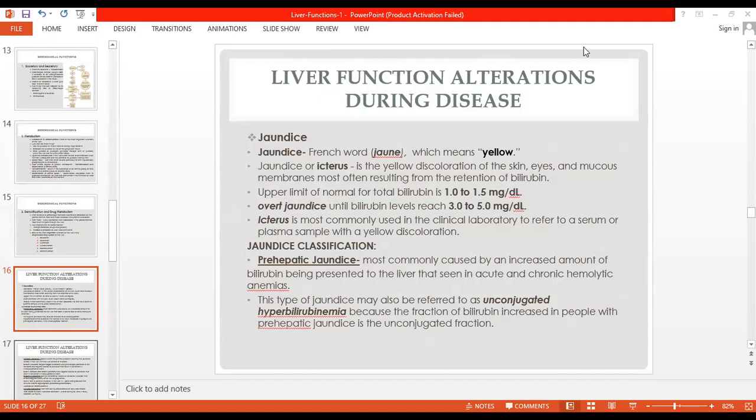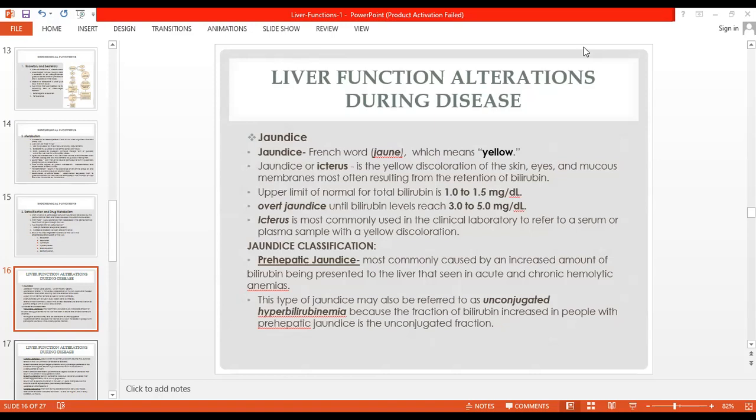The first disease is jaundice. The word jaundice comes from the French word jaune, which means yellow, and it is one of the oldest pathologic conditions reported, having been described by Hippocratic physicians. Jaundice or icterus is used to describe the yellow discoloration of the skin, eyes, and mucous membranes, most often resulting from the retention of bilirubin. However, it may also occur due to the retention of other substances.